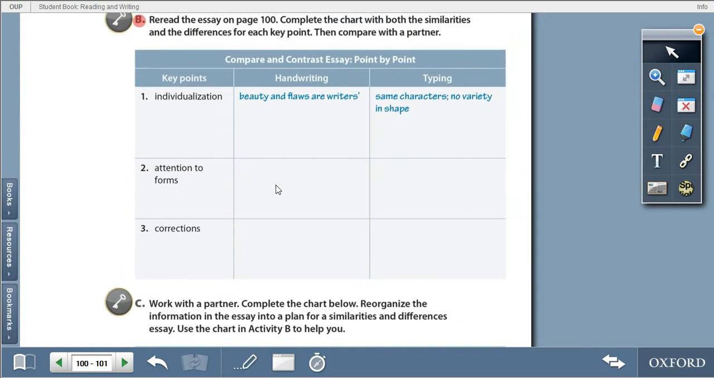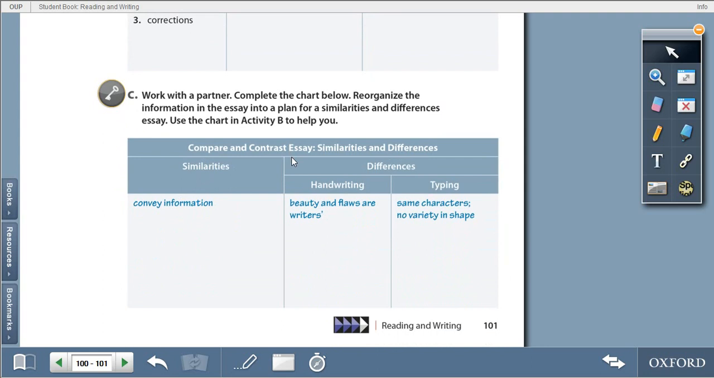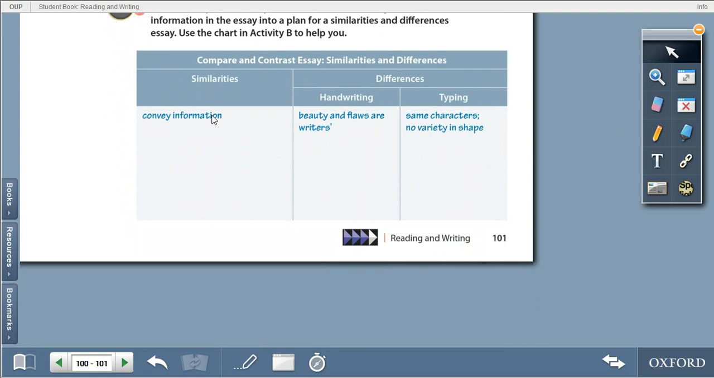Okay, when you complete it, you have to show it to your teacher during your online session. Then we have exercise C: work with a partner, complete the chart below, recognizing the information in this essay. Now you have to write the similarities: both convey information, both put down visible text. Next, beauty and flaws of handwriting. What are the mistakes or differences you have in handwriting and typing? You can write it down here. Read the essay and do it.